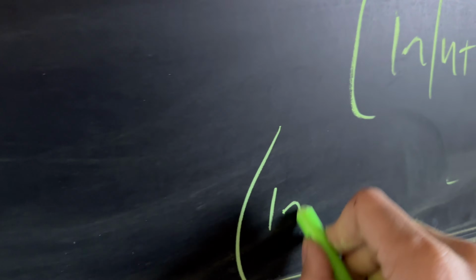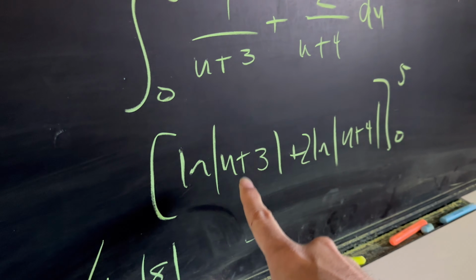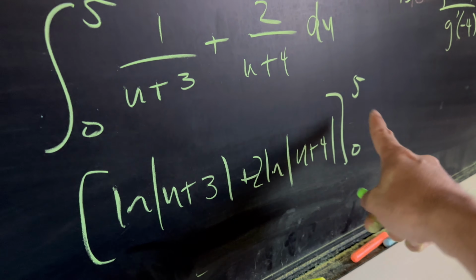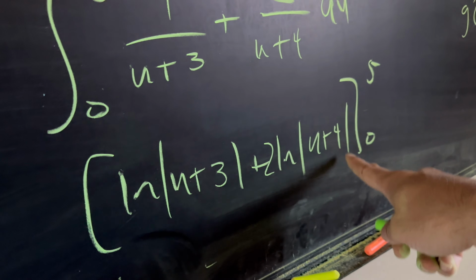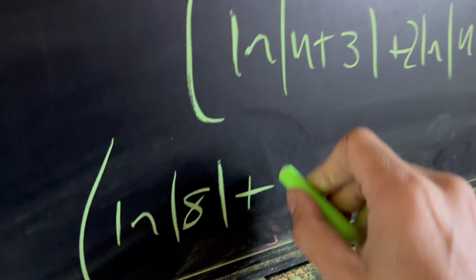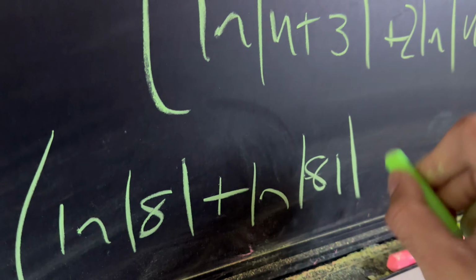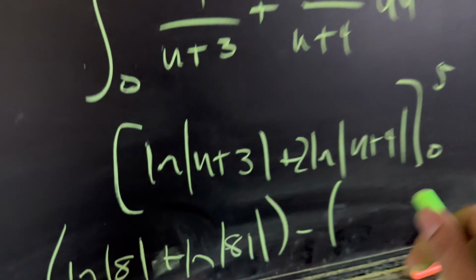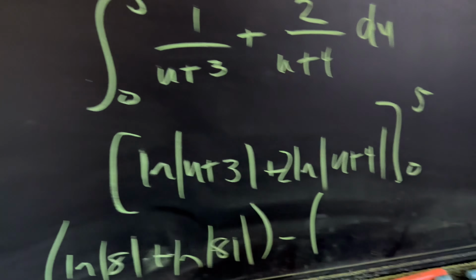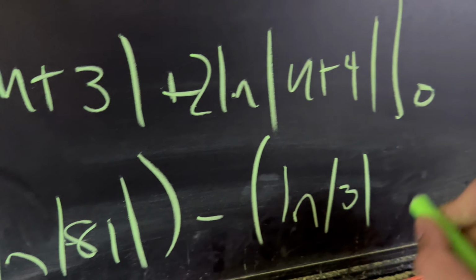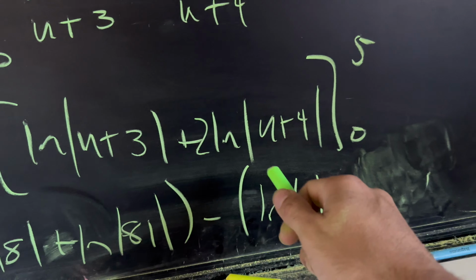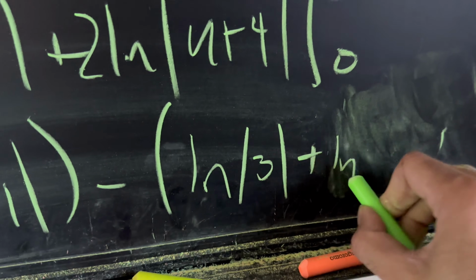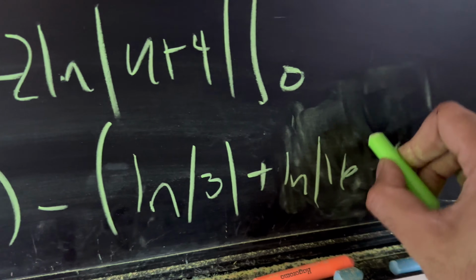This is going to become natural log of 8, because 5 plus 3 is 8, plus, when we plug in a 5, 5 plus 4 is going to be 9, and then we can square it. So that's going to be natural log of 81. Minus, and now we're going to go ahead and plug in the 0. 0 plus 3 is just 3, so natural log of 3, plus, and then we plug in the 0, 0 plus 4 is just 4, and then you're going to square, so you're going to have natural log of 16 on here.